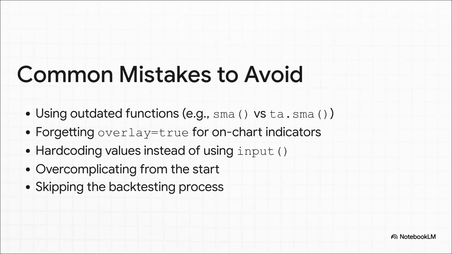Okay, these are the classic tripwires. First, make sure you're using modern functions. The language is always evolving. Don't forget overlay equals true if you actually want to see your indicator on the price chart. Please always use inputs for your settings. It makes your tool way more flexible. Also, start simple. Get something working, then add the fancy stuff. And for the love of all that is profitable, never ever skip the backtesting process. An idea is just an idea until you've proven it against real data.